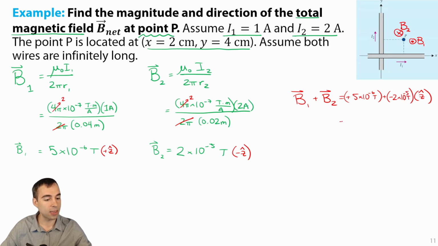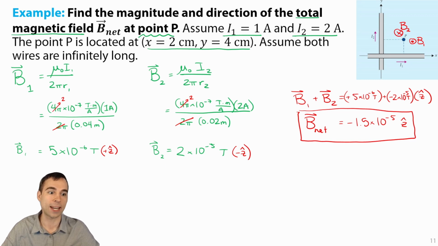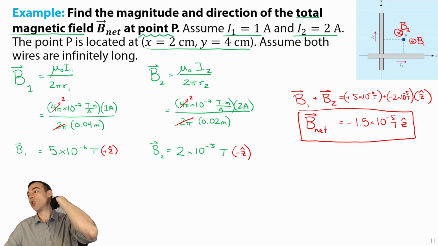And so when we add those together, we will see that we end up getting negative 1.5 times 10 to the minus 5 in the Z hat direction. That means that overall, the net magnetic field from both of these wires added together will have a strength of negative 1.5 times 10 to the minus 5 Tesla in the Z hat direction. That's into the page, away from you.